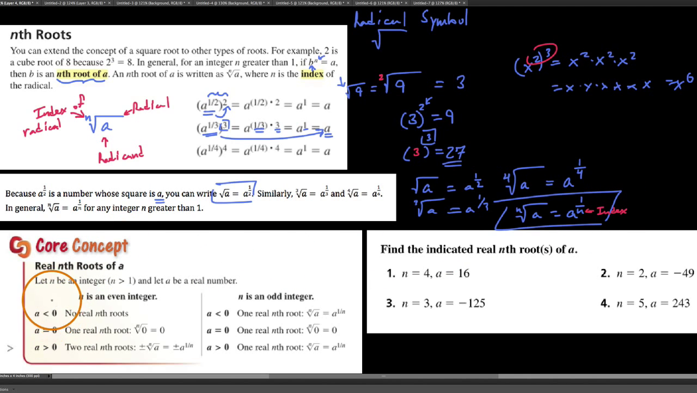And these two things mean the same thing, where n is the index or the root that we are taking. So let's take a look at this definition down here. We say real nth roots of a, letting n be an integer greater than 1. So our index is just some root greater than the first root, and let a be a real number.